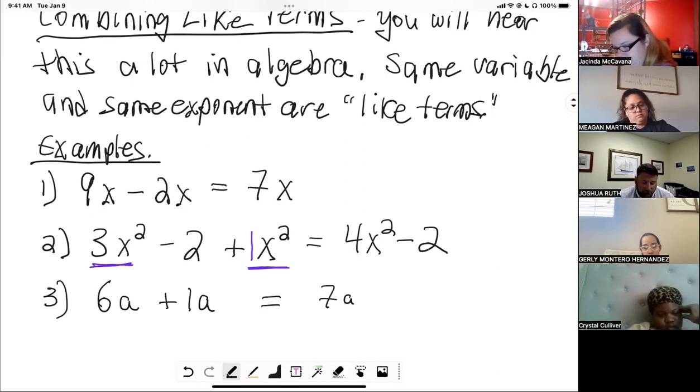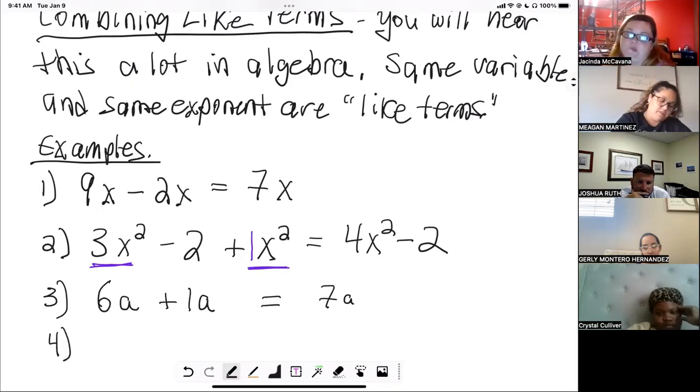But you can definitely write a 1. And when we first start algebra, putting a 1 in front is a really good idea, just to remind you it's a 1. So any variable that doesn't have a number in the front, a coefficient, it's 1.